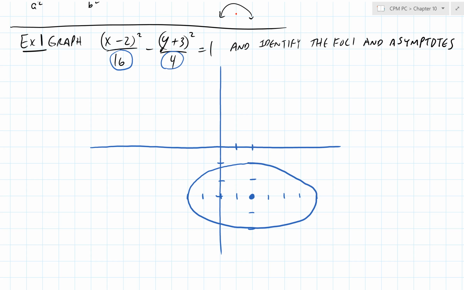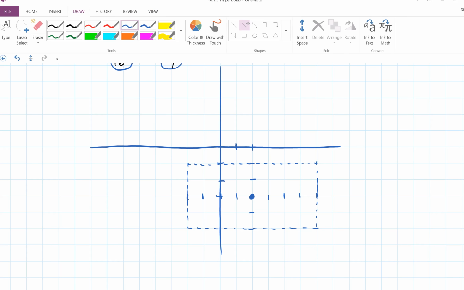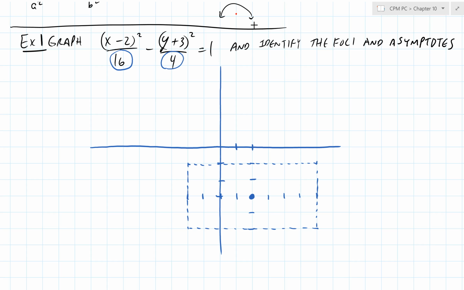Okay, but now we're not drawing an ellipse, we're drawing a hyperbola. So instead of an ellipse, what we're going to do is put a dotted box there with the same dimensions. And that's going to serve as guidelines for our asymptotes. Okay, so once you have the box drawn, we want to draw asymptotes through the corners.